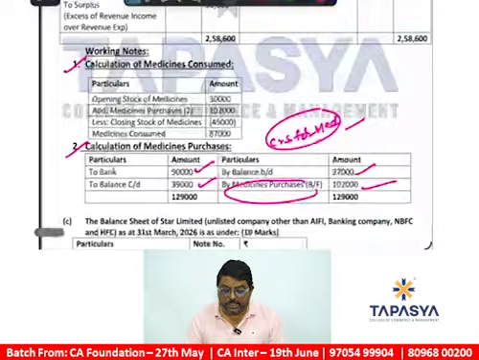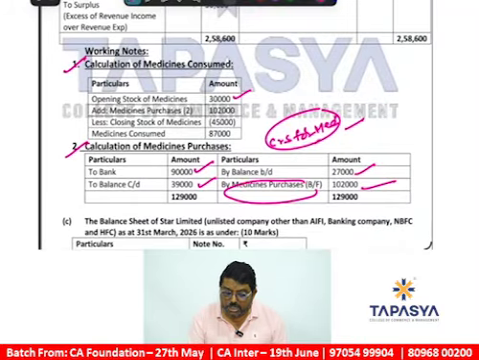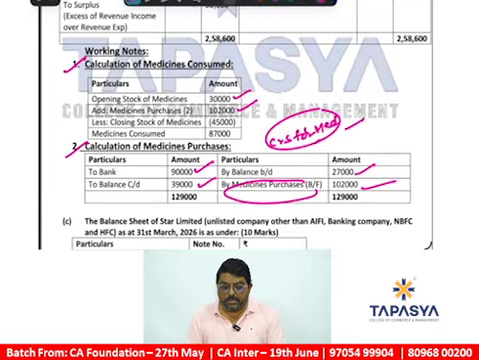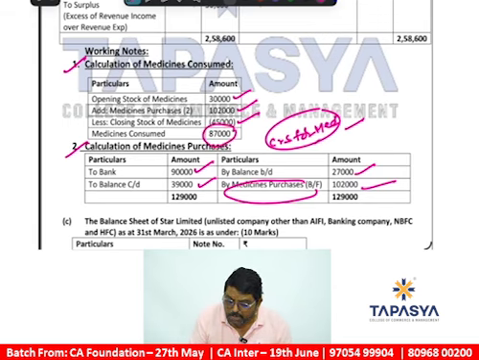Once purchase of medicine is known, take the opening stock of medicine 30,000, add purchase of medicine 1,02,000, minus closing stock of medicine. Opening stock plus purchase minus closing stock, medicine consumed will come. It will go to the income and expenditure account.